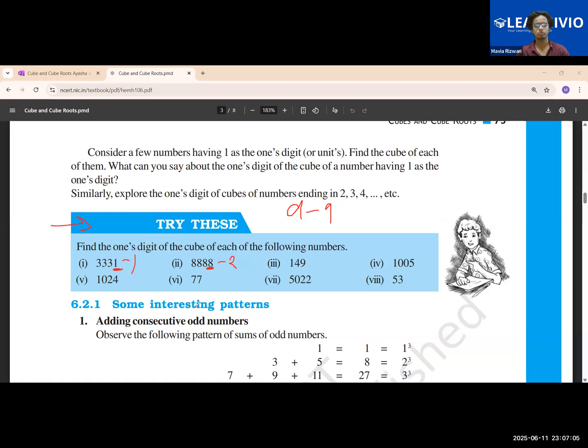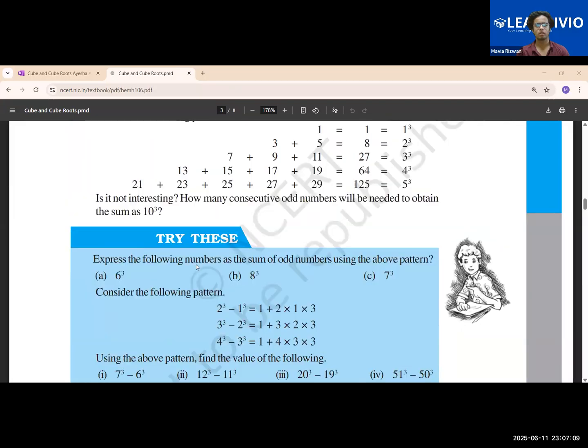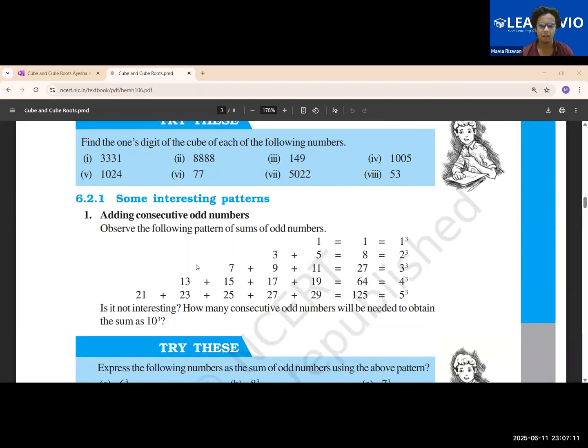Now coming to some interesting patterns. Let's see this pattern. What does it say? Actually, this pattern says that the first odd number, one, is one cube. Now the next two odd numbers, if you add them, 3 plus 5, give 2 cube. Got it? Okay.